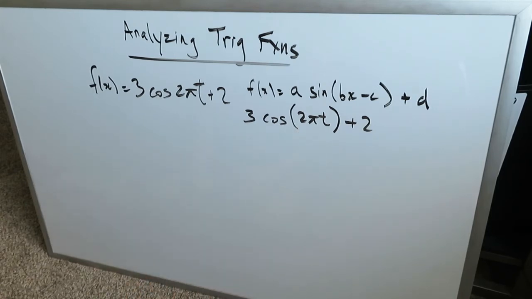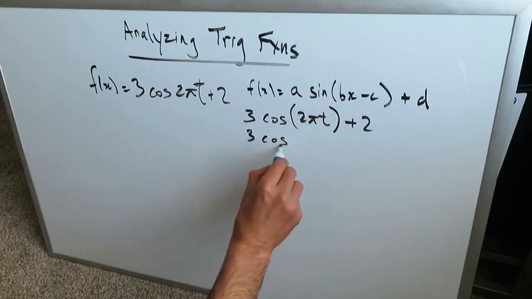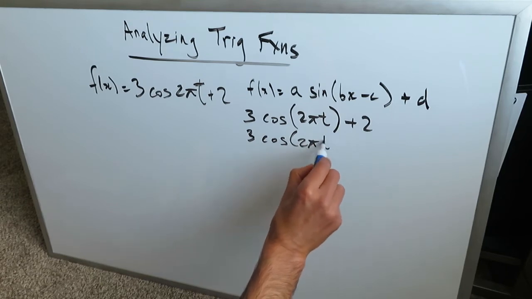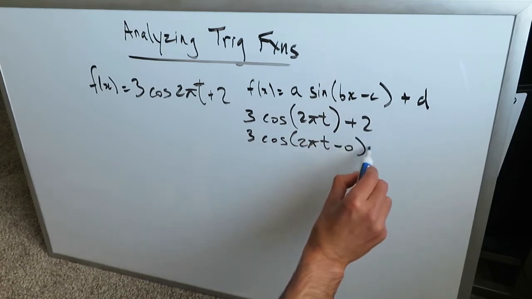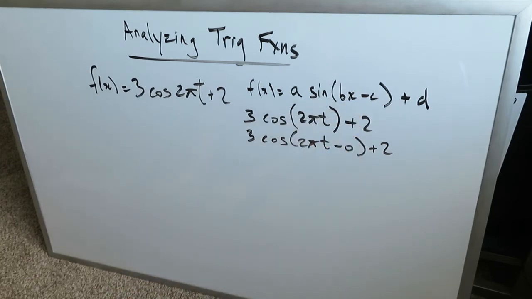Look over here. I can take this one step further to clarify it even more. I have a 3 cosine 2 pi t minus 0 plus 2. Why am I putting a minus? Because the standard form always has a minus c. So it makes sense to put a minus 0, not a plus 0. So here's my standardized form of this function.